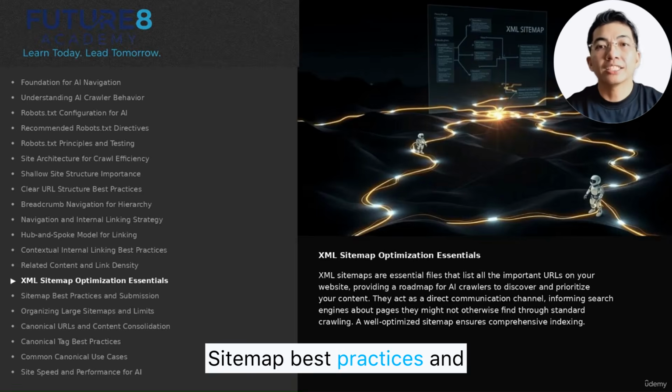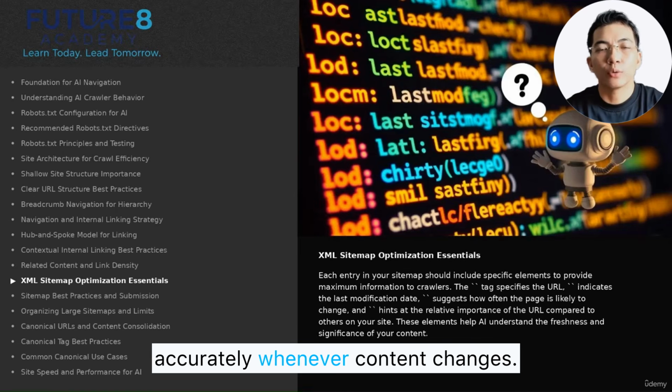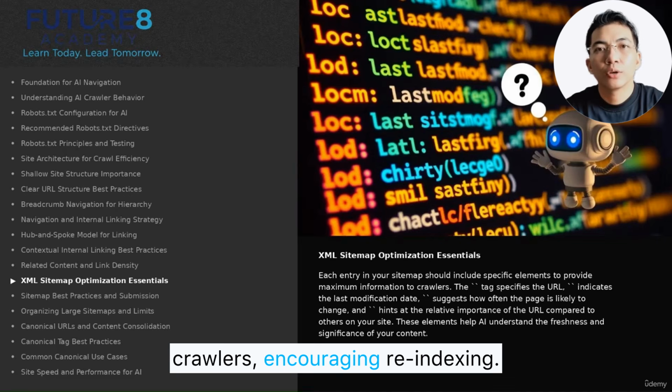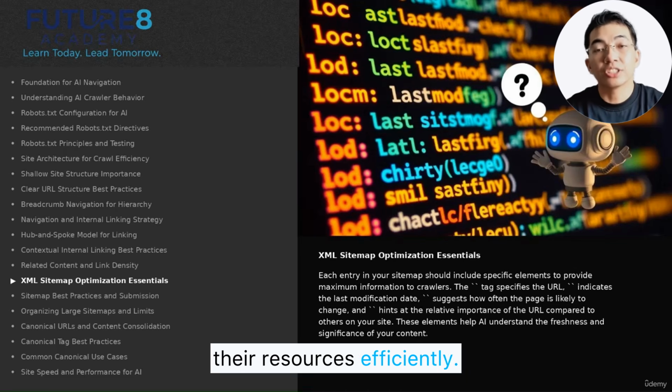Sitemap best practices and submission. To maximize the effectiveness of your sitemap, ensure the dates are updated accurately whenever content changes. This signals freshness to crawlers, encouraging re-indexing. Set appropriate values: daily for news, weekly for blogs, monthly for evergreen content, and yearly for static pages. This helps crawlers allocate their resources efficiently.